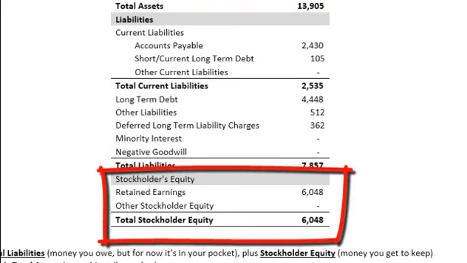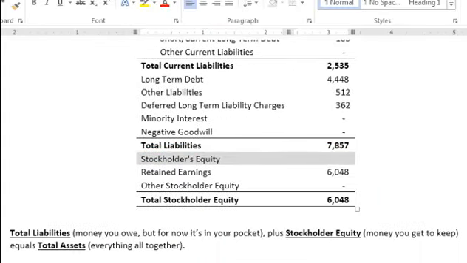And then the bottom section is stockholder equity, or shareholder equity, stakeholder equity, whatever. And it's called capital or net worth, and it's all the money that's left over if a company sold its assets and paid off all of its liabilities. Because the money, well, it belongs to the shareholders or the owners of the company. Total liability, so the money that you owe but you still have, plus shareholder equity, the money that you get to keep after you've paid everybody, it equals your total assets. And that's everything all together.